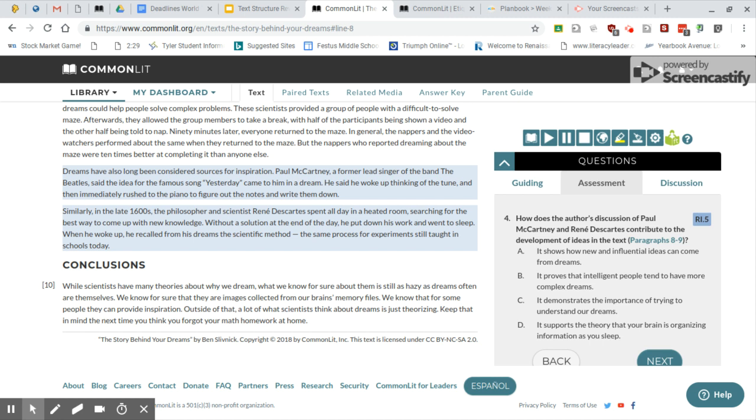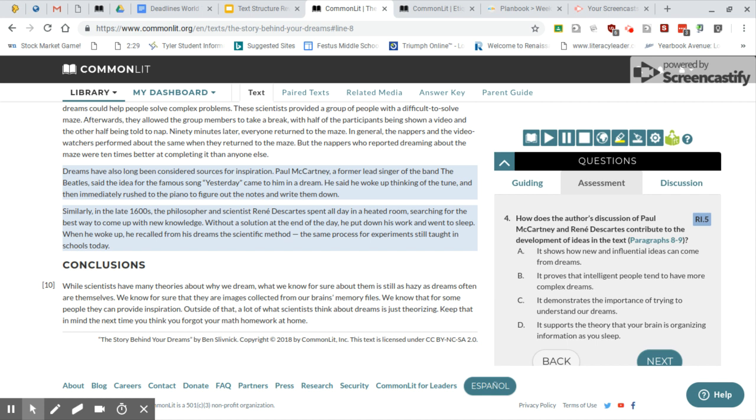Similarly, in the late 1600s, the philosopher and scientist René Descartes spent all day in a heated room searching for the best way to come up with new knowledge. Without a solution at the end of the day, he put down his work and went to sleep. When he woke up, he recalled from his dreams the scientific method, the same process for experiments still taught in schools today.